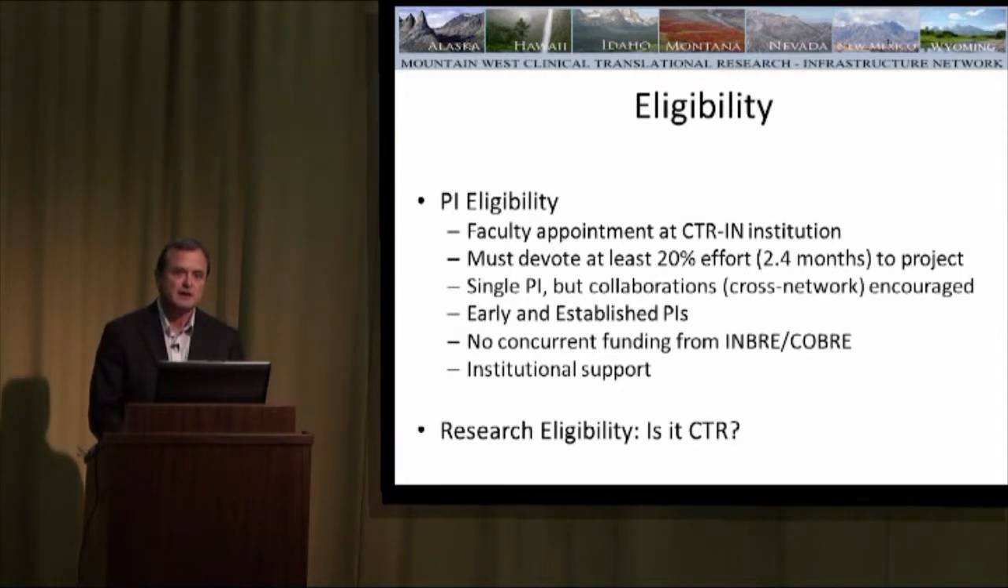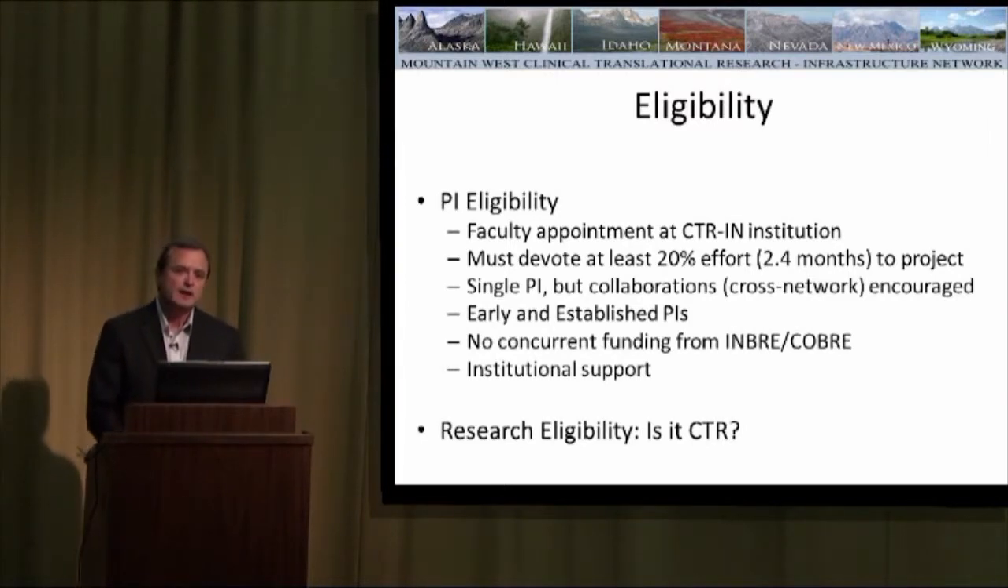The other criteria are really related to the investment that's being made in these individuals. This has to be someone that the university is interested in supporting and developing a new clinical and translational program. There's a requirement that the PI is able to devote 20% effort to the research in the project. That's a minimum. It would be great if they were able to contribute more, but that's a strict criterion.